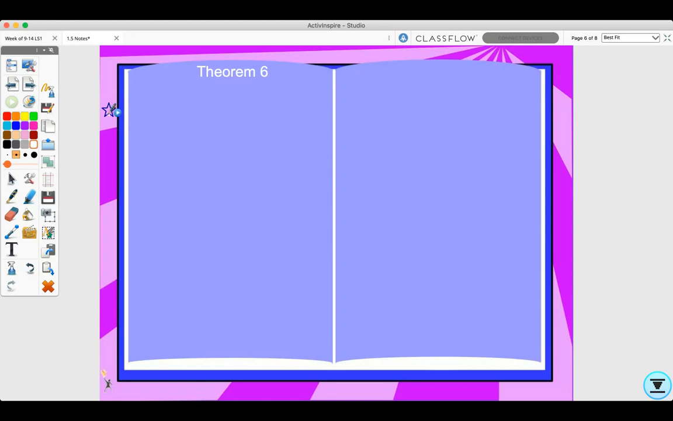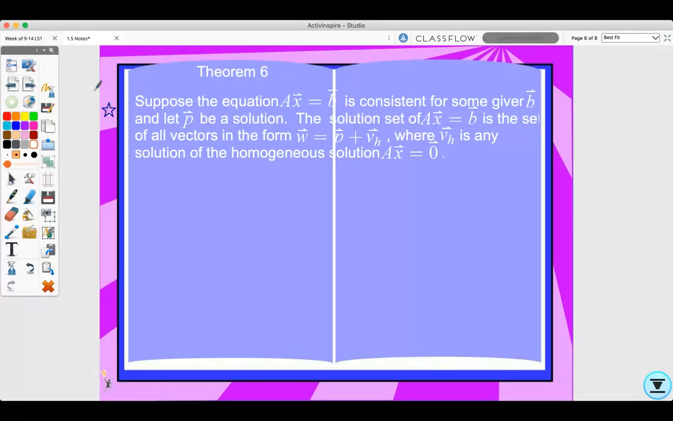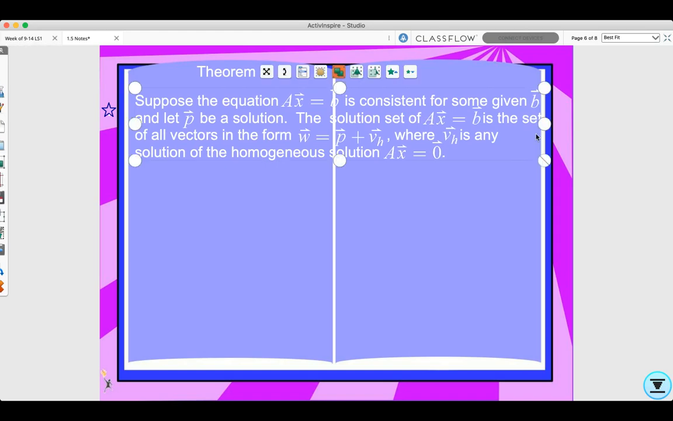So let's look at theorem 6. Suppose the equation AX equals B is consistent for some given B. And let P be a solution. The solution set of AX equals B is the set of all vectors in the form W equals P plus V sub n, where V sub n is any solution to the homogeneous equation AX equals 0.